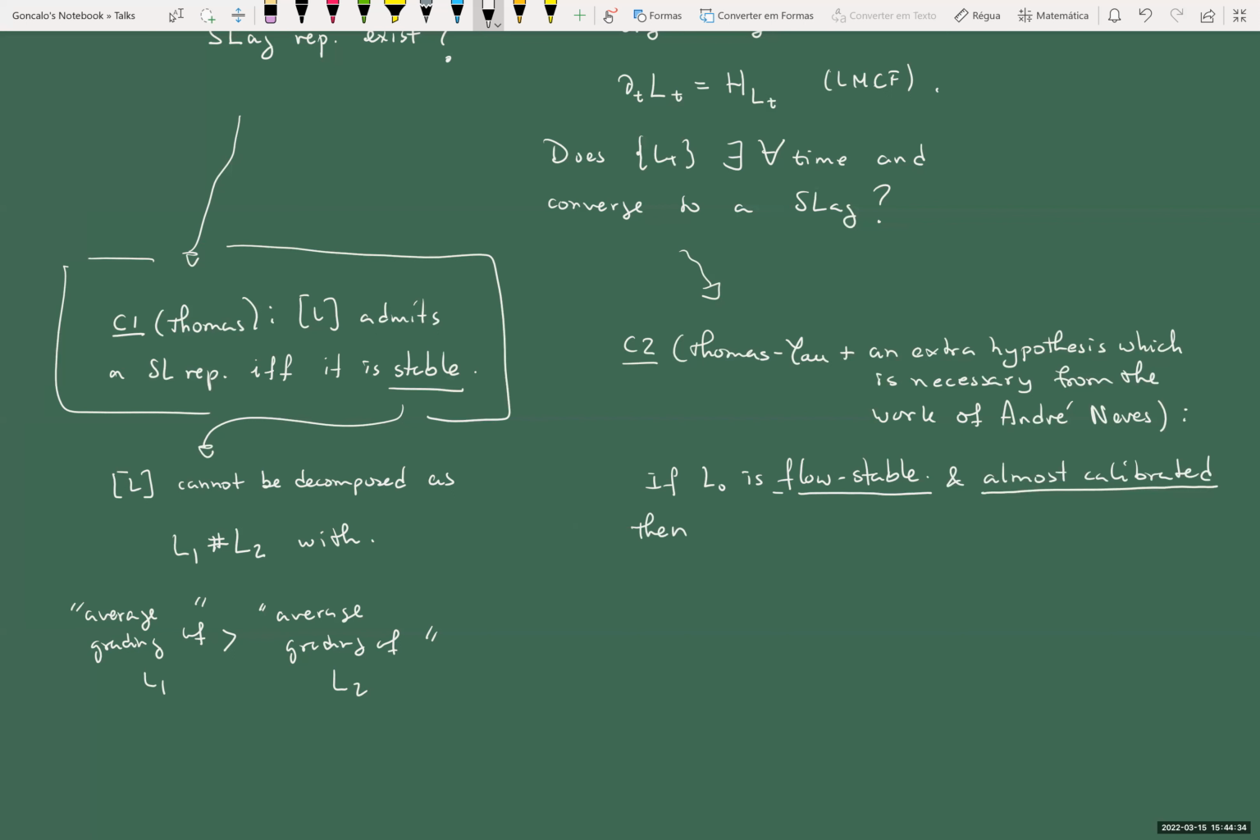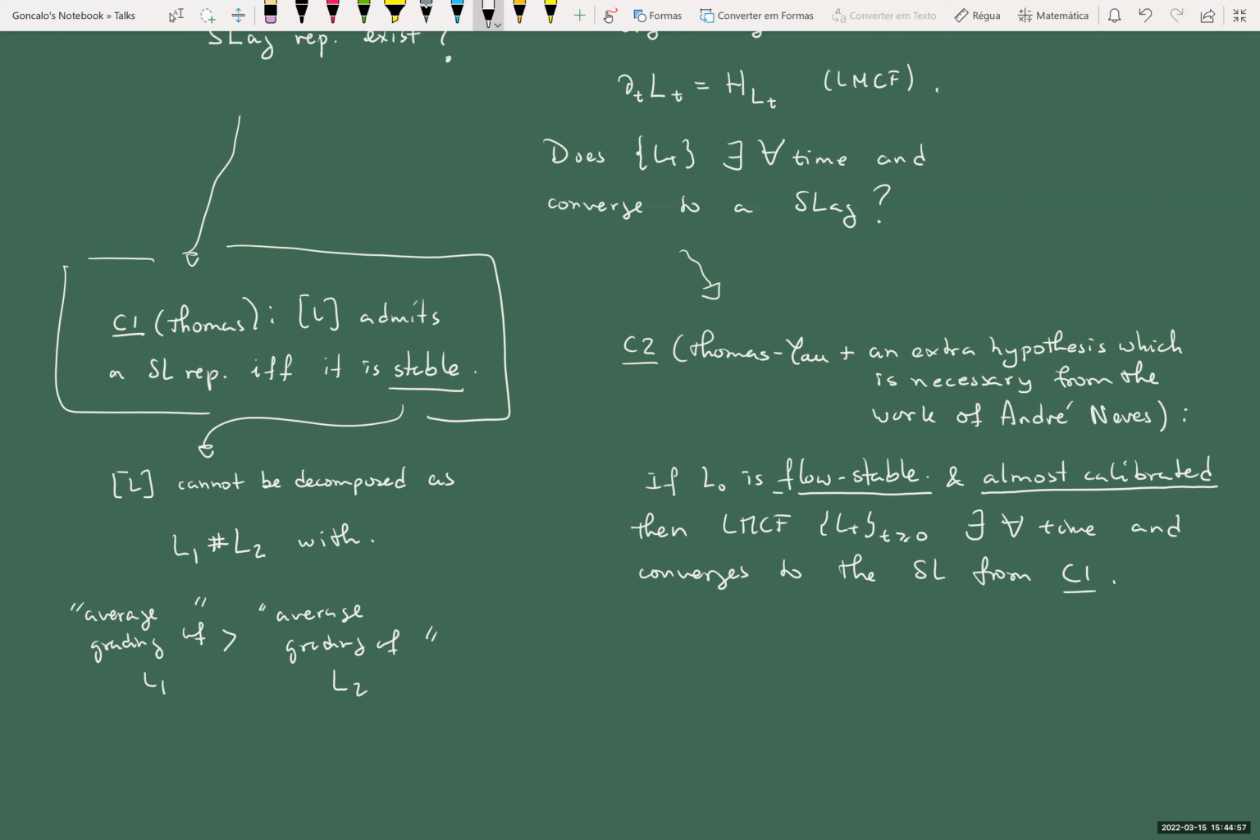Then the Lagrangian mean curvature flow, L_t, starting at L naught, exists for all time and converges to the special Lagrangian from conjecture 1.